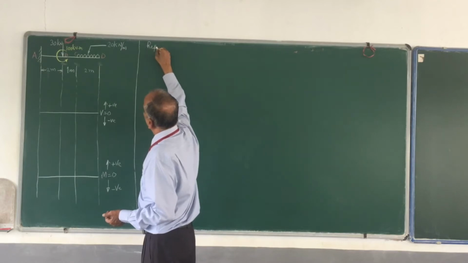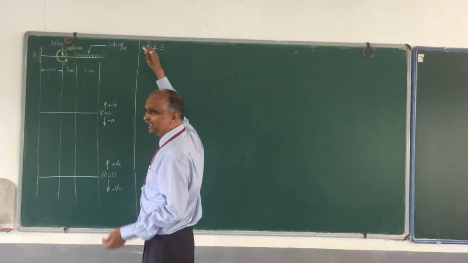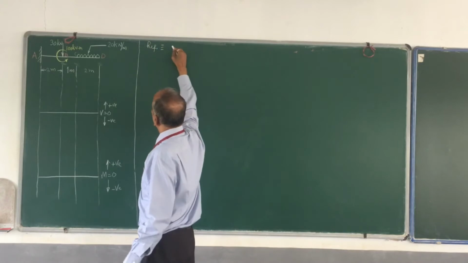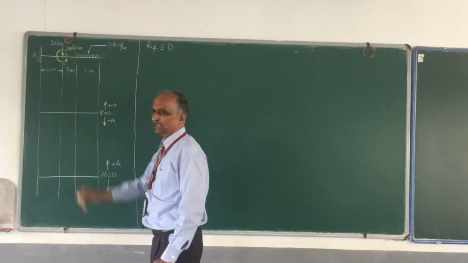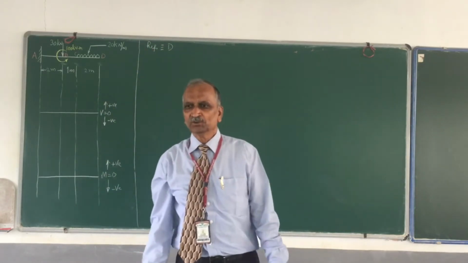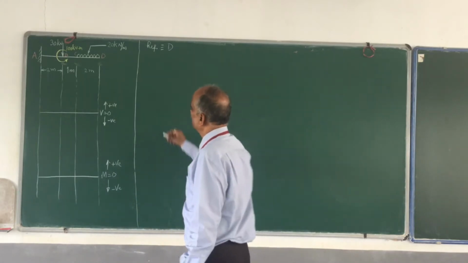So as usual, what is our reference? The reference for a cantilever, what is that? It's always the free end. So the point D. Here in this case, D is the free end. We shall choose that.